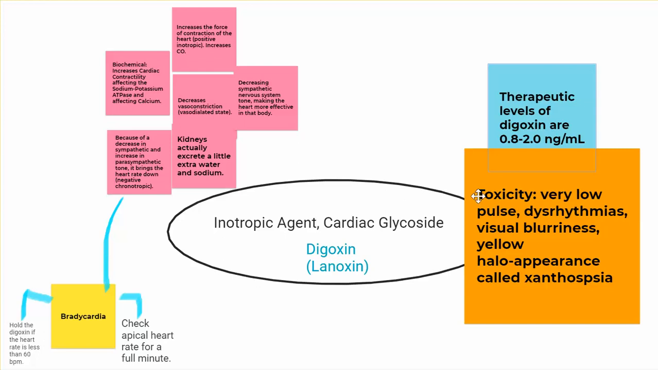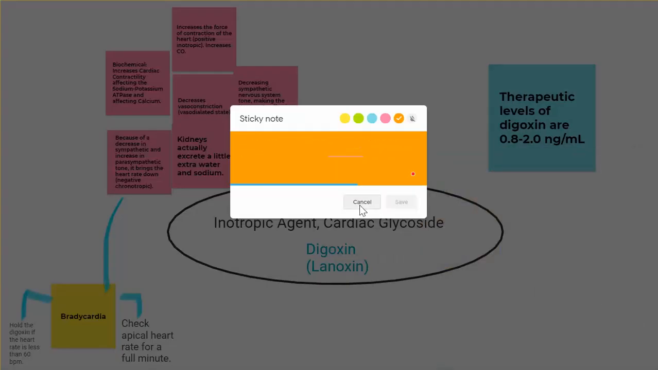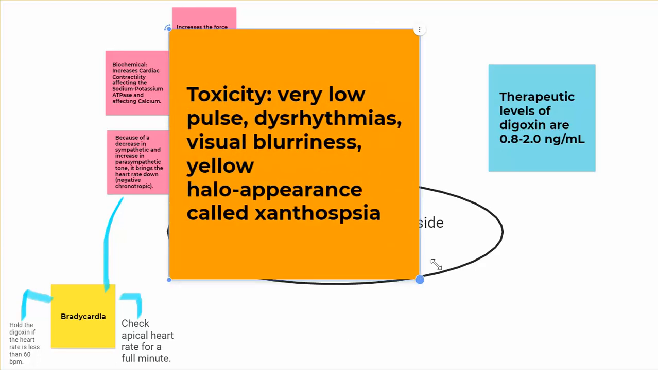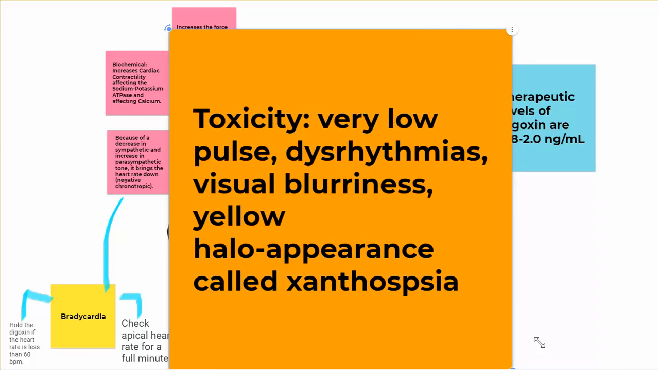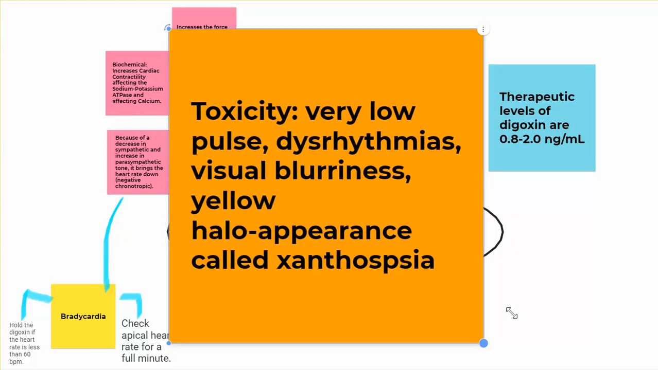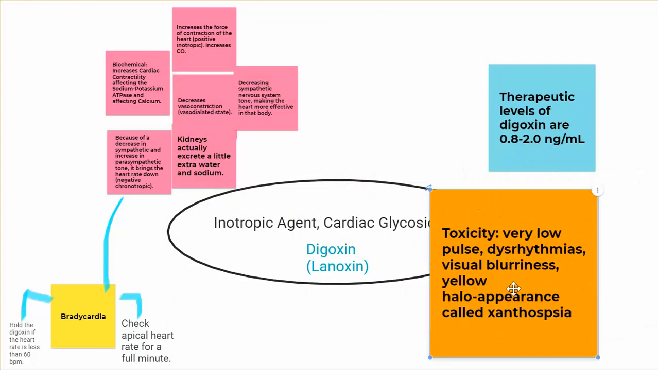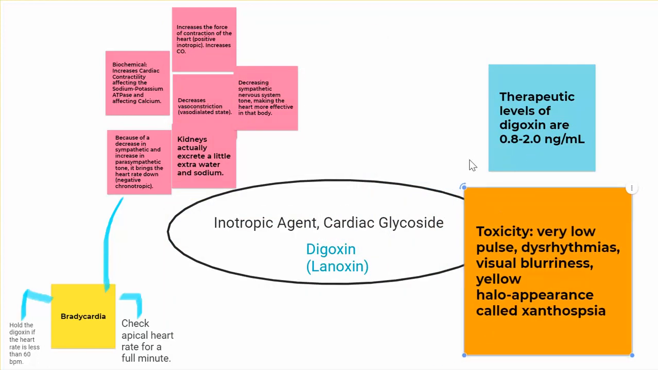If you noticed any of these toxic symptoms prior to giving it, you would do what? Hold the med, call the provider. The provider would probably order a digoxin level, and you'd go from there. Okay, so let's say your digoxin level is 1.5. In the chat, go ahead and let me know what you would do.